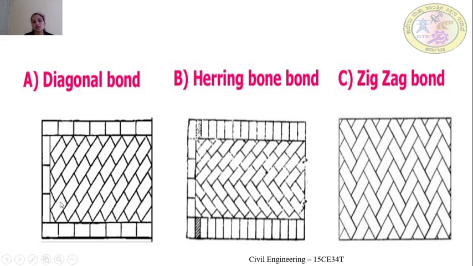In this particular slide, I have put all the three bonds at a time, so that we can compare each bond. Diagonal bond means the bricks are inclined at 45 degrees to the direction of the wall, but only in one direction. Herringbone bond means from the center the bricks have been laid in two opposite directions. Zigzag bond means the bricks are laid in a zigzag manner. Initially the first triangular portions will be placed, and similarly in a zigzag manner the bricks have been arranged.